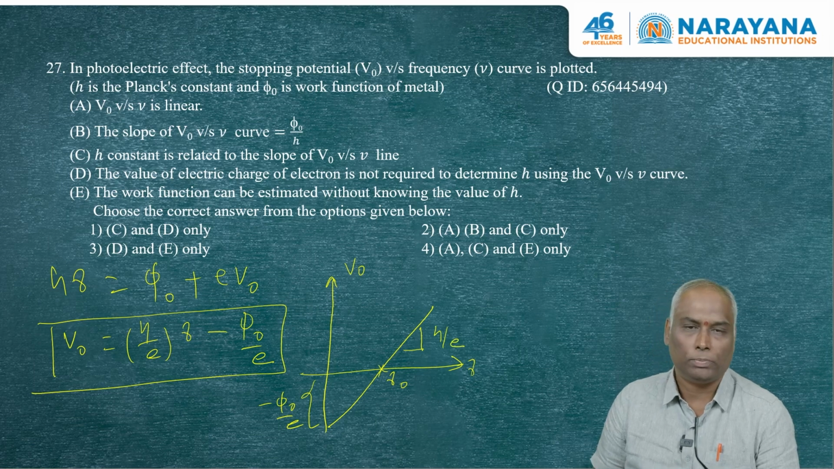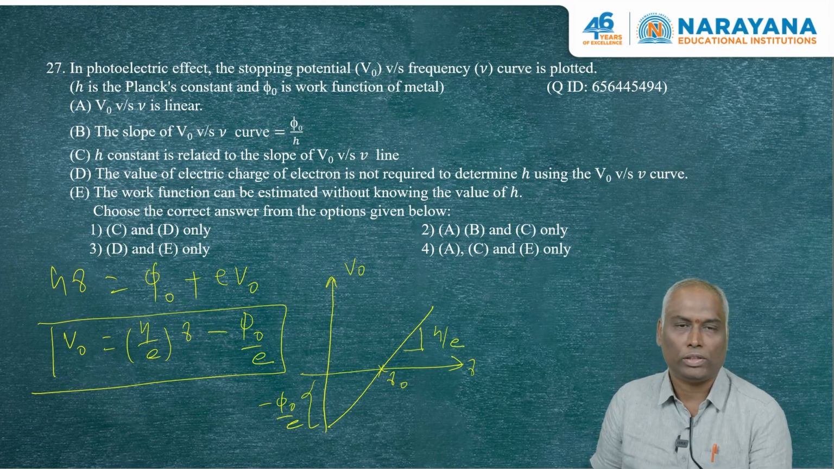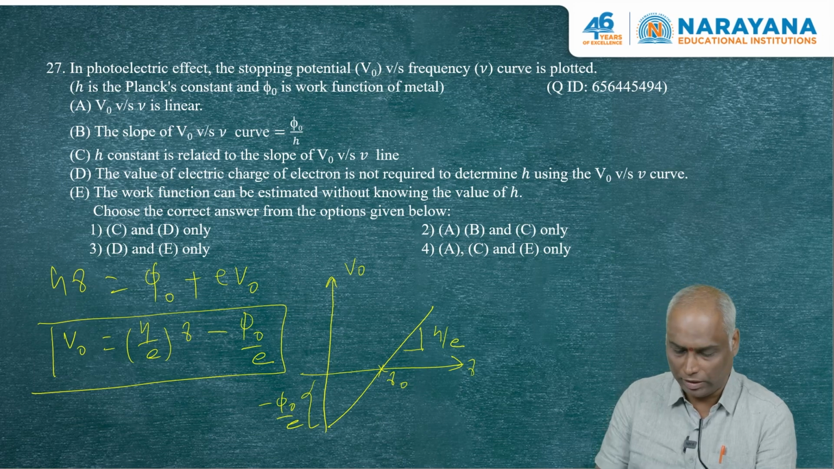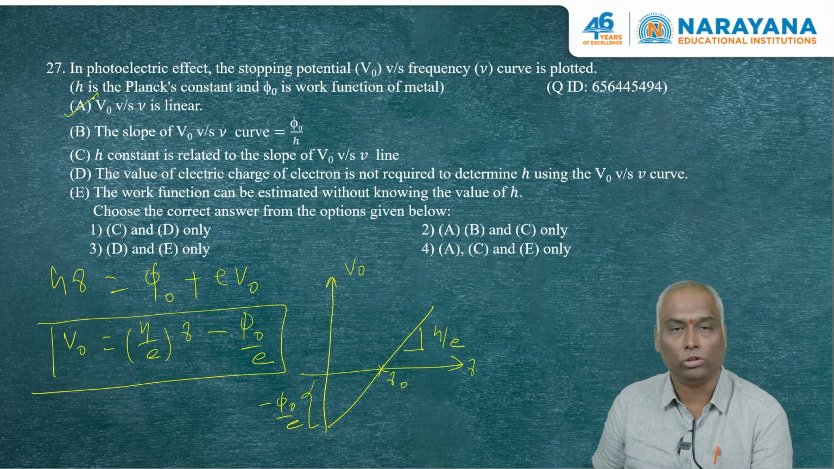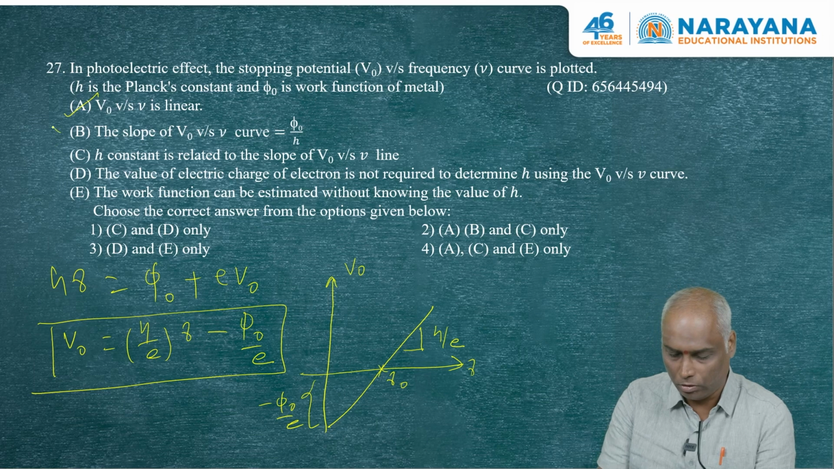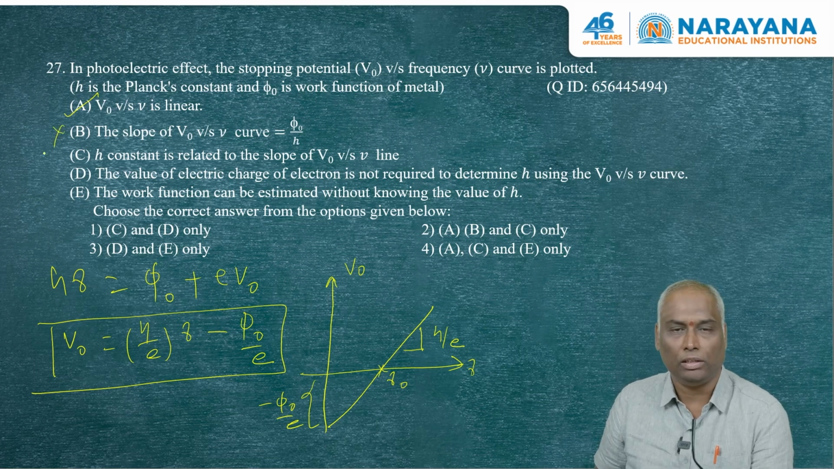Now let us look into these particular statements which are given. The first statement says that V0 versus nu is a linear graph. Of course, we got a straight line. So this statement A is going to be correct. Next one, the slope of V0 versus nu curve is phi naught divided by h. Whereas if you look at the graph, the slope is h by E. So this statement is going to be wrong. Whereas statement C, H constant is related to slope of V0 versus nu graph. Of course, it is related to the slope. So the statement C is going to be correct.